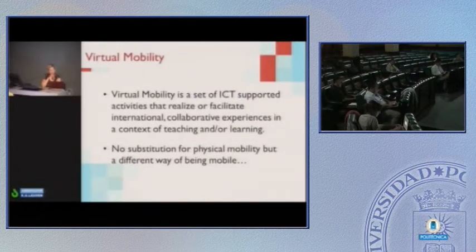What is important too is that in the beginning, when people started to work around this concept of virtual mobility, we saw it a lot as something that had to realize the same advantages as physical mobility. But the more we work around the context, we see that it is a different way of being mobile. It is a valid way of being mobile, but it is no complete substitution for physical mobility. It's a different way of being mobile, with different advantages and different challenges connected to it.